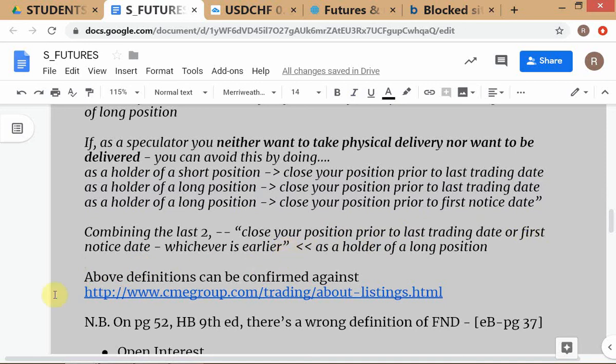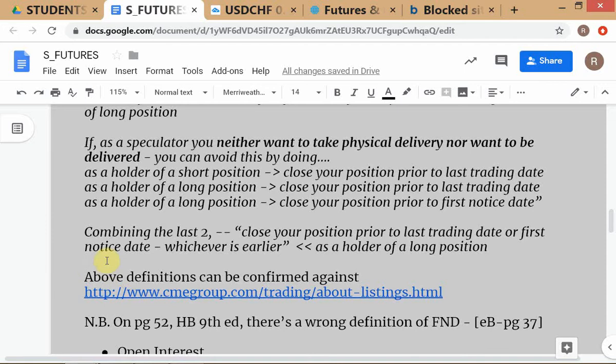Are you following the logic? If you're a long trader and you do not want to get into physical delivery, you have to get out before whichever comes earlier, the last trading date or the first notice date. Is this clear? Logic is clear to everyone? Okay. So this is just about delivery.